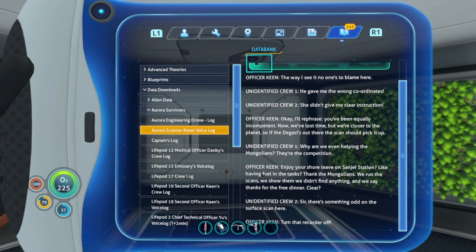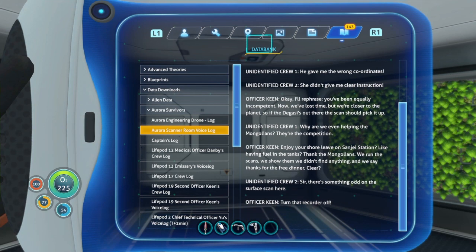The way I see it, no one's to blame here. He gave me the wrong coordinates. She didn't give me clear instruction. Okay, I'll rephrase. You've been equally incompetent. Now, we've lost time, but we're closer to the planet. So if the Degassi's out there, the scans should pick it up. Why are we even helping the Mongolians? They're the competition. Enjoy your shore leave on Sanjay Station? Like having fuel in the tanks? Thank the Mongolians. We run the scans, we show them we didn't find anything, and we say thanks for the free dinner. Clear? Sir, there's something odd on the surface scan here. Turn that recorder off.